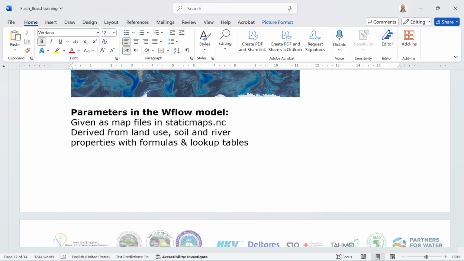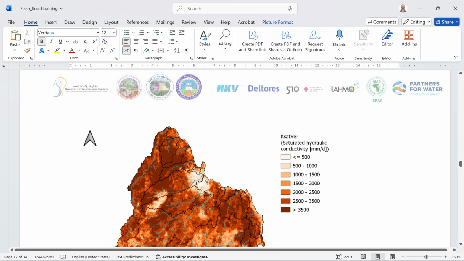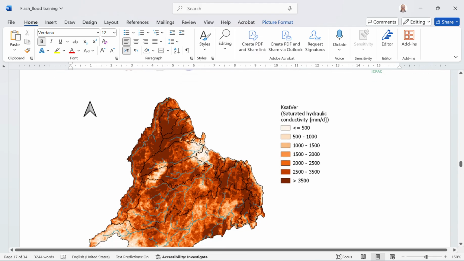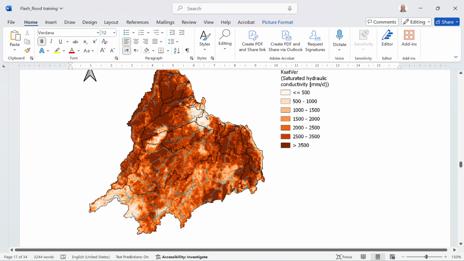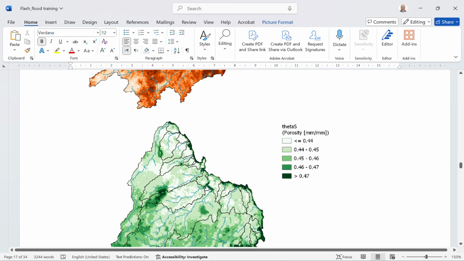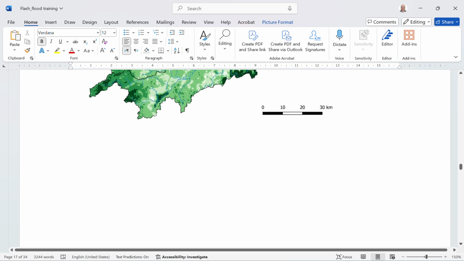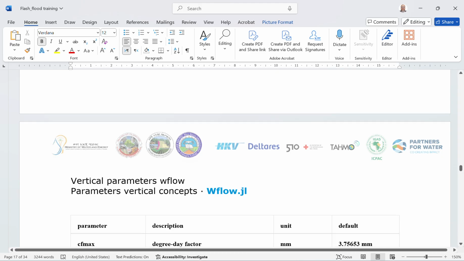We also have other kinds of maps here, for example, this is saturated hydraulic conductivity. We can also open this kind of map. We have porosity. This is also another type of map. We managed also to open these maps. And for our Wflow, we have vertical parameters, but at the same time, we have horizontal parameters.